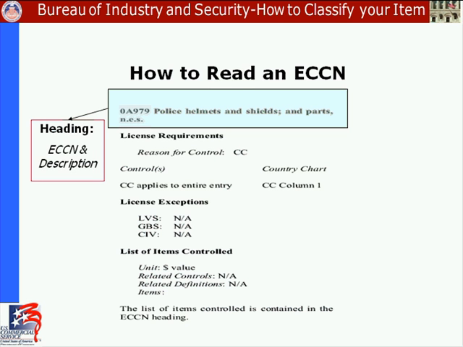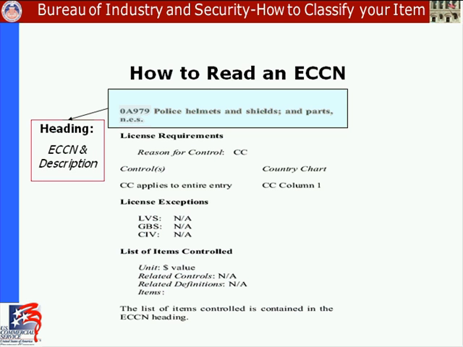It always contains the ECCN number and always contains a brief description of the item we want to control. I say brief description because at the bottom we always have a section called items. In the section of items, we'll tell you a detailed description. So the heading only gives you a brief description. But in this example, we don't have this detailed description.